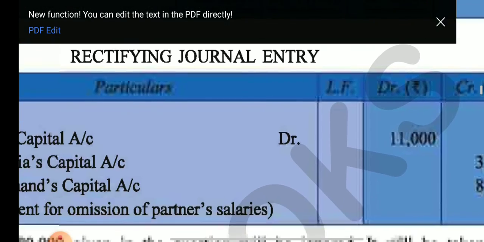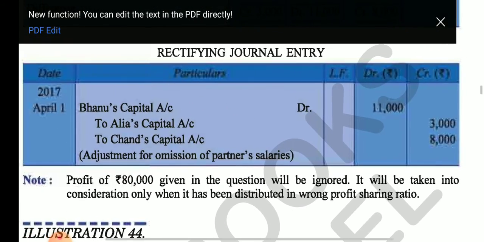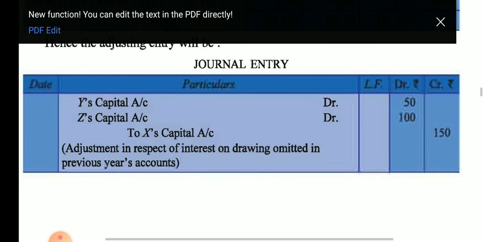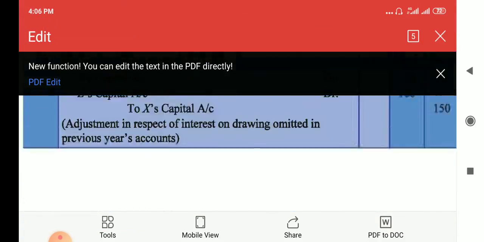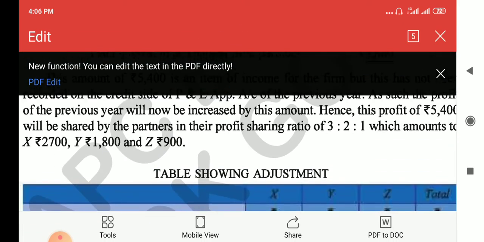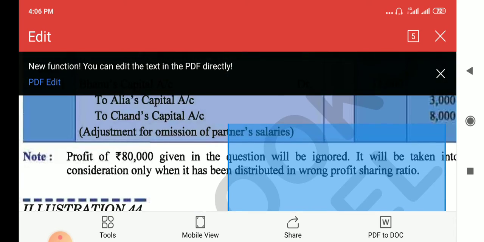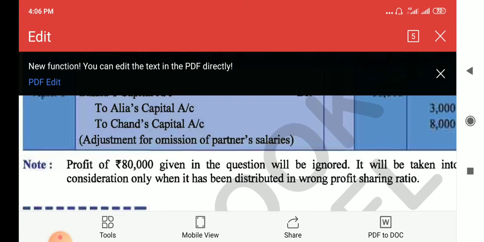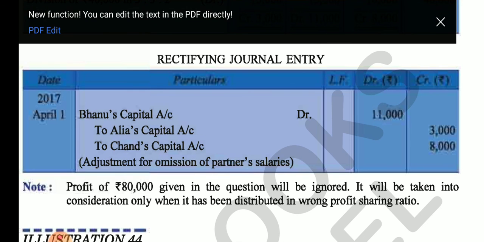So the entry is Bhanu capital to Alia capital and Chand capital. In this way we are going to solve the question. Okay, clear? Thank you.